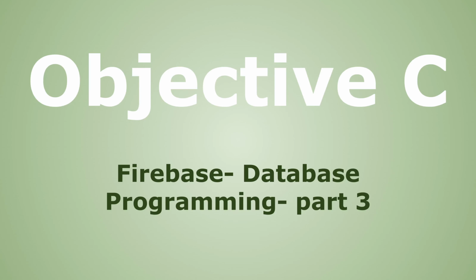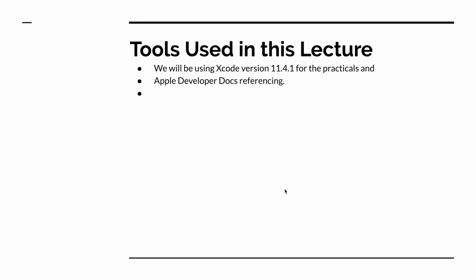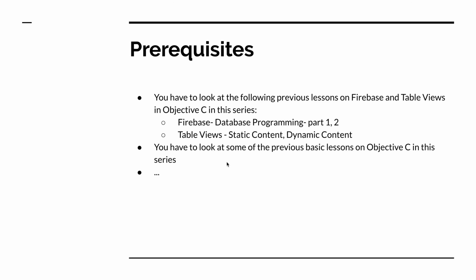Hi viewers, so this lesson is Firebase Database Programming Part 3 and we are very excited to take you through this lesson, and let's see what's inside the lesson. The tools used are Xcode version 11.4.1 and Apple Developer Docs. Prerequisites: you have to look at the previous lessons on Firebase and table views in Objective-C in this series. That is Firebase Database Programming Part 1 and 2, which we have done earlier, and a bit of table views, and some of the previous lessons in Objective-C. You can find all of them in this series.